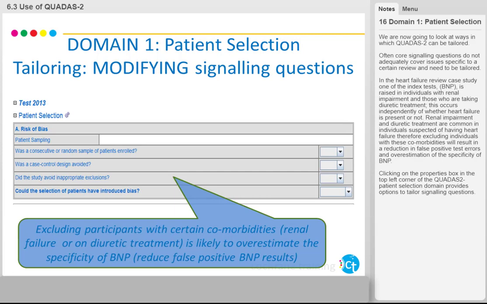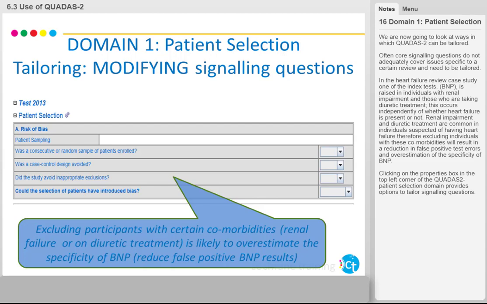We're now going to look at ways in which QUADAS-2 can be tailored to a particular review. Often core signalling questions do not adequately cover issues specific to a certain review and need to be tailored. In the heart failure review case study, one of the index tests, BNP, is raised in individuals with renal impairment, renal failure, and those who are taking diuretic treatment. This occurs independently of whether heart failure is present or not. Renal impairment and diuretic treatment are common in individuals suspected of having heart failure. Therefore, excluding individuals with these comorbidities will result in overestimation of the specificity of BNP.